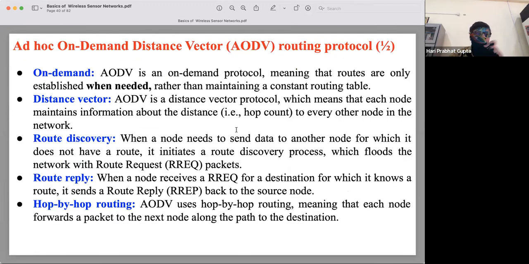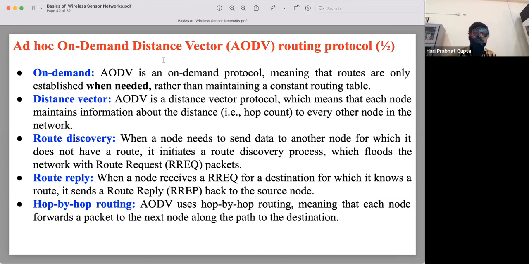We can see some little bit of information about the AODV, DSDV, and DSR routing protocols. So the AODV routing protocol, as we already saw, is an on-demand routing protocol, meaning that routes are only established when needed, rather than maintaining constant routing tables. That means you make the routing path when needed. Earlier, there is no information for that.